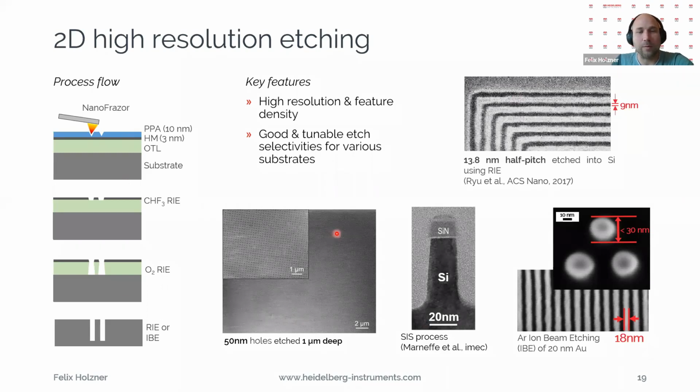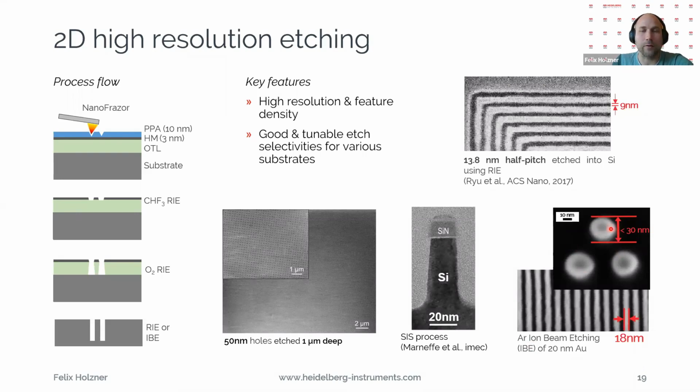We have a separate webinar on how we do that in detail. In short, we use a transfer layer stack and etch it. Then you can see you can do very nice high aspect ratio features, for example, in silicon, or here, that's etched into gold.